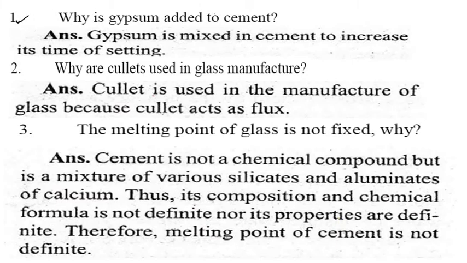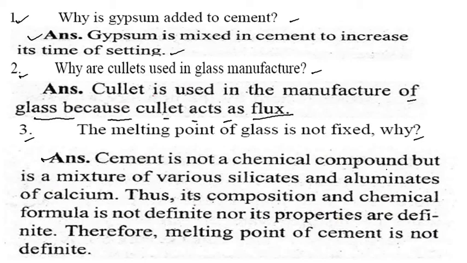Now come to the question answers. Why is gypsum added to cement? You can write this answer: gypsum is mixed in the cement to increase its setting time. Second, why are cullets used in glass manufacturing? Answer: cullets are used in the manufacturing of glass because they act as a flux. Now the third one: the melting point of glass is not fixed. Why? Because it is not a fixed compound.